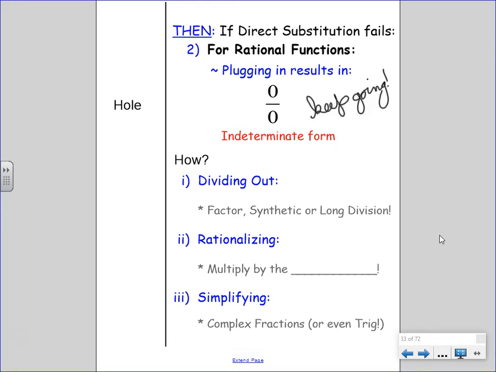If you get 0 over 0, and you can divide it out, divide the denominator, get rid of the denominator. How? You can get rid of the denominator by factoring and canceling.